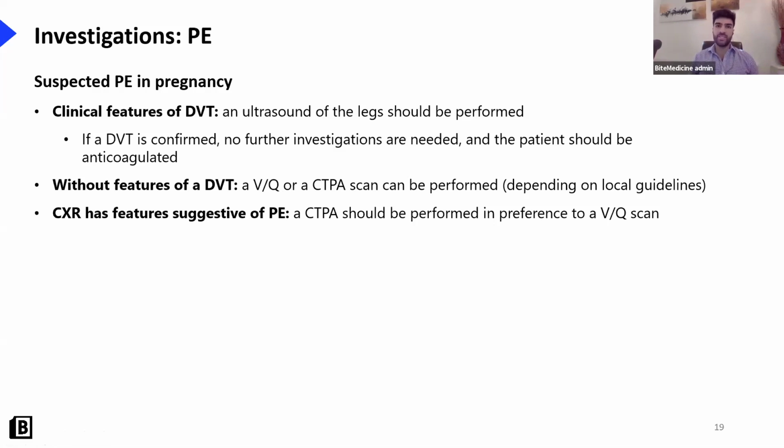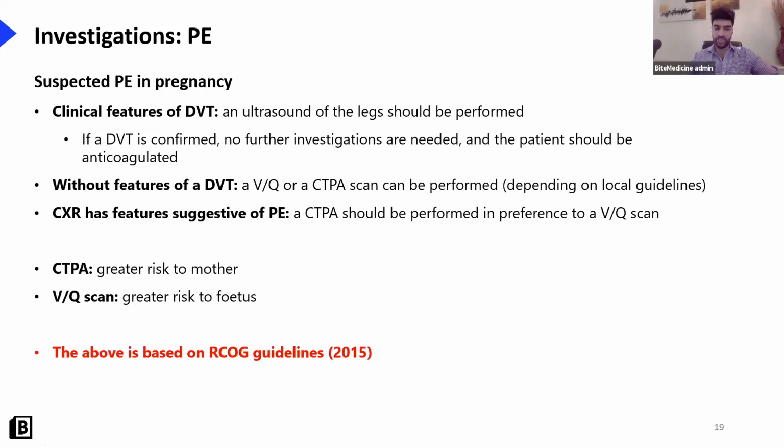So most of you went for a CTPA. The VQ scan carries a bigger risk to the baby. The CTPA scan carries a bigger risk to the mother. That's why it's such a confusing thing and there's no clear-cut guidelines. So the CTPA in pregnancy carries a greater risk to the mother, in particular it increases the risk of breast cancer. That's because during pregnancy, obviously, the breast tissue increases in size, and therefore if you expose it to radiation, it's going to be particularly sensitive to that.